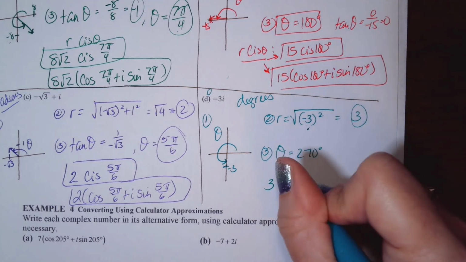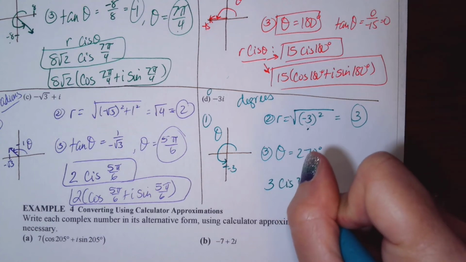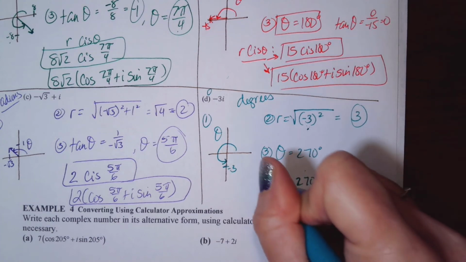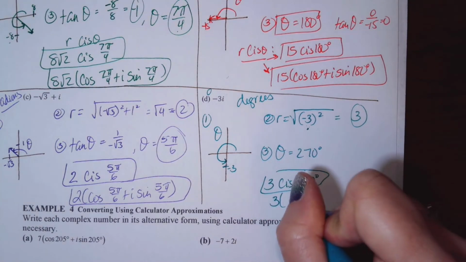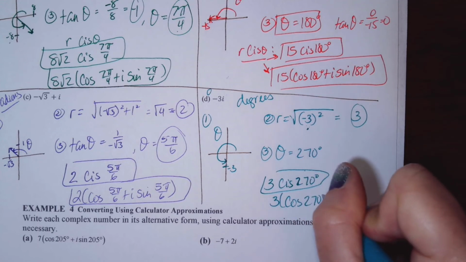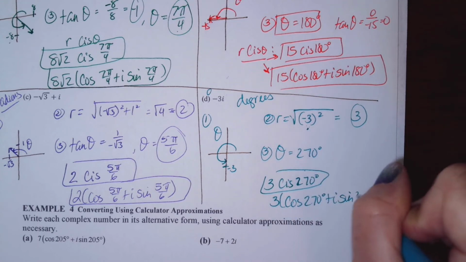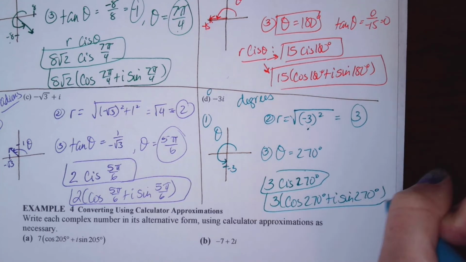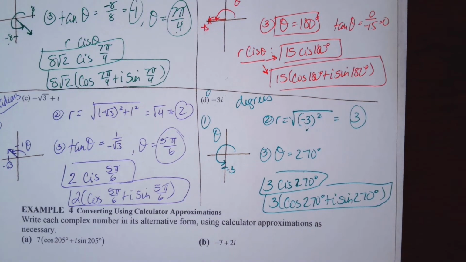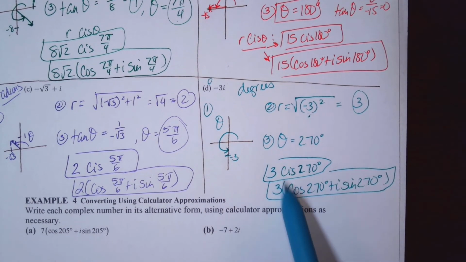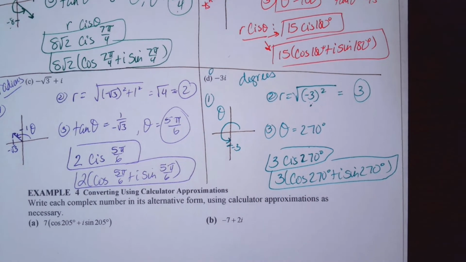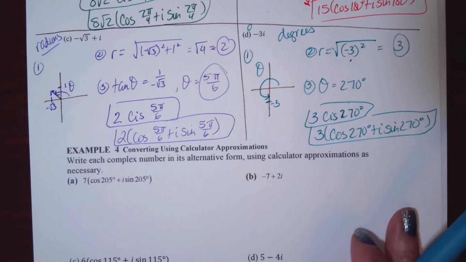R CIS theta becomes 3 CIS 270 degrees as shorthand. Longhand form, there we go. Both give me my polar form, my trig form, just emphasizing that you can write it either way. You don't have to do both.